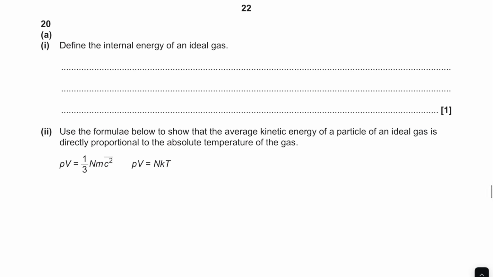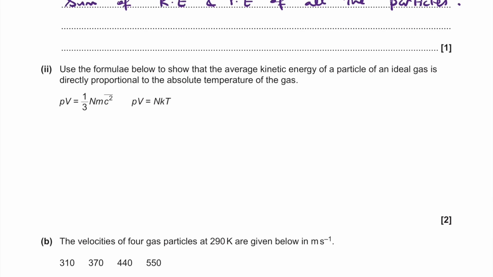Question number 20. Define the internal energy of an ideal gas. It's simply equal to the sum of the kinetic and the potential energies of all the particles. Part two. Use the formula below to show the average kinetic energy of a particle of an ideal gas is proportional to the absolute temperature of the gas.